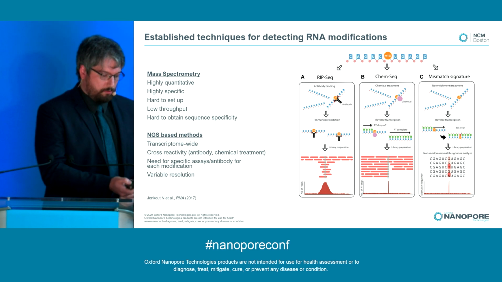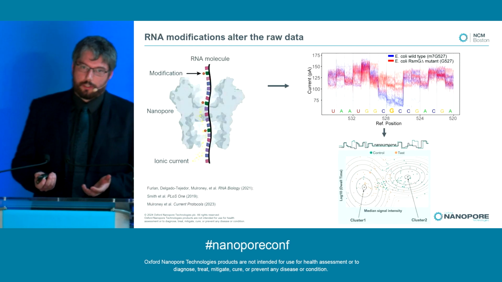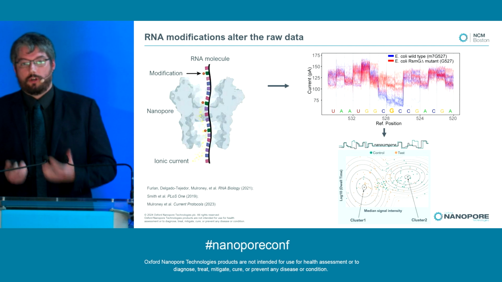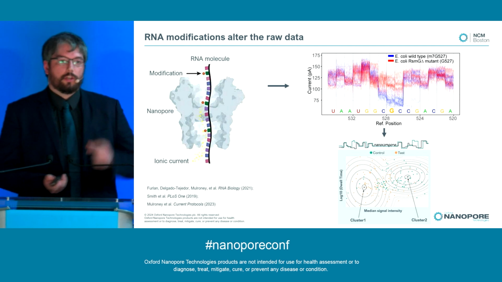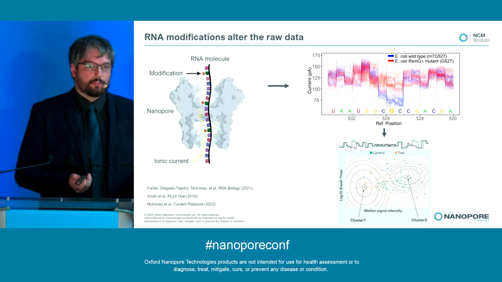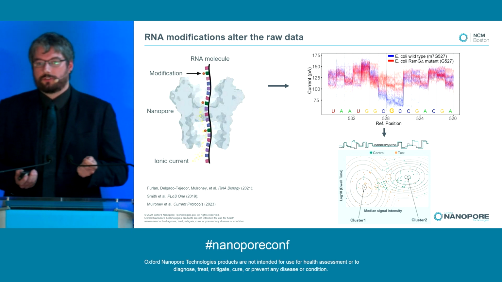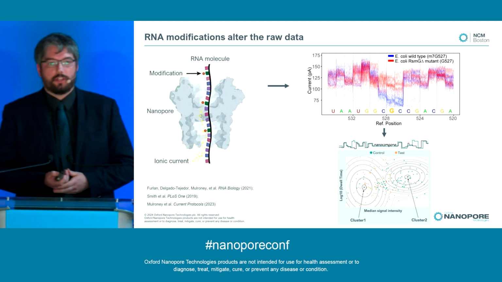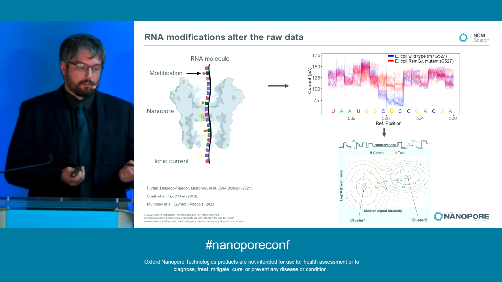And so with nanopore sequencing, with direct RNA, we don't do that cDNA conversion, and so the modifications are left intact on the strands. And when we sequence, the RNA modifications cause an alteration to the ionic current relative to the canonical nucleotide.